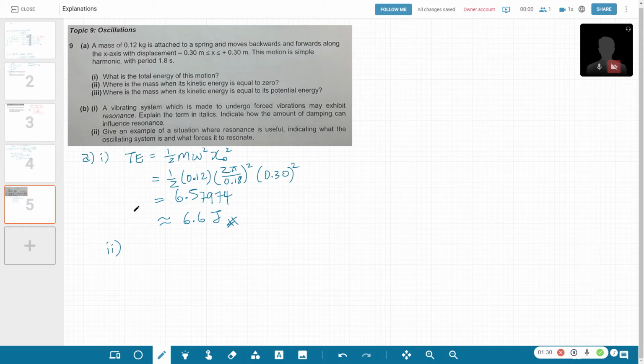So part 2, where is the mass where K is equals to 0? Definitely it is at rest, so it's at the amplitudes. So this is a giveaway question. Where is the mass when K is equals to the potential energy? Now this is a little bit trickier. It means where is X? So because of that, we also need to say where it is. So X equals to negative 0.3 or X equals 0.30. So it's at the amplitudes.